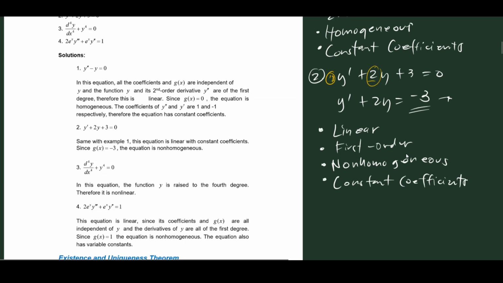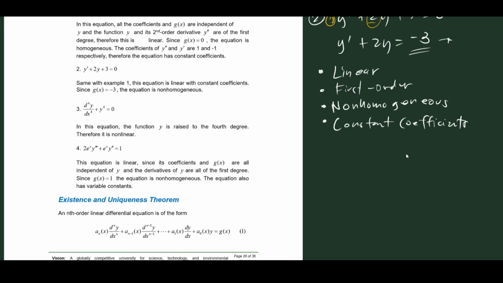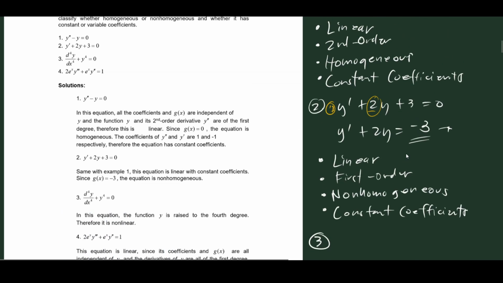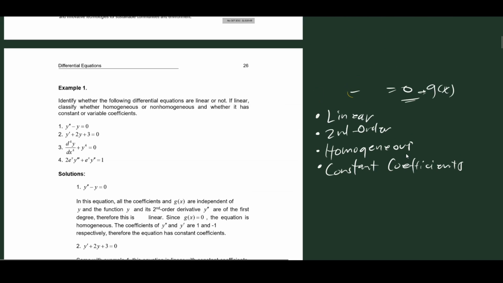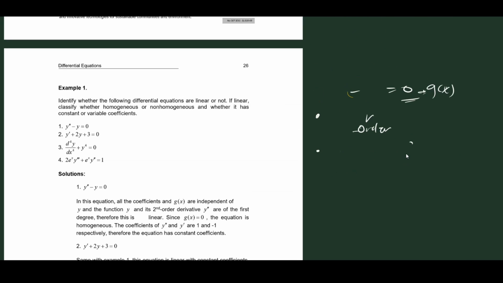Now let's proceed to the third example. Let's just erase some of these examples so you can see the given. Please wait a second while I erase this. Okay, now we have some space.